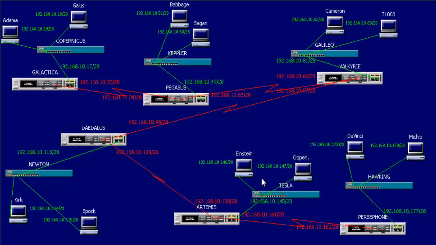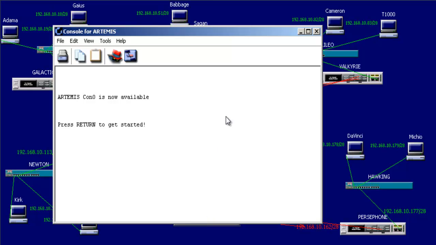Okay, our last router to configure is going to be the Artemis, right? And then that'll be all of them. We've got the Galactica, the Pegasus, the Valkyrie, the Datalist, the Artemis, and the Persephone. Again, we're not doing VLANs in this example, so don't worry about the Copernicus, Kepler, Galileo, Newton, Tesla, or Hawking. But on the Artemis, we once again want to look at, let me go to global. Actually, before I do that, I'm going to privilege mode here.